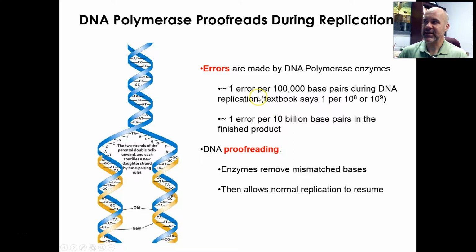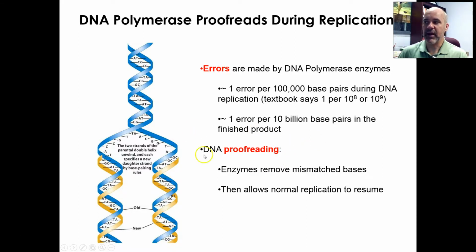So what does this tell us? The DNA polymerase actually makes a mistake maybe as frequently as 1 out of every 100,000 base pairs. But in the finished product, it's about 1 out of 10 billion base pairs. So that tells us there's a proofreading mechanism that goes on.